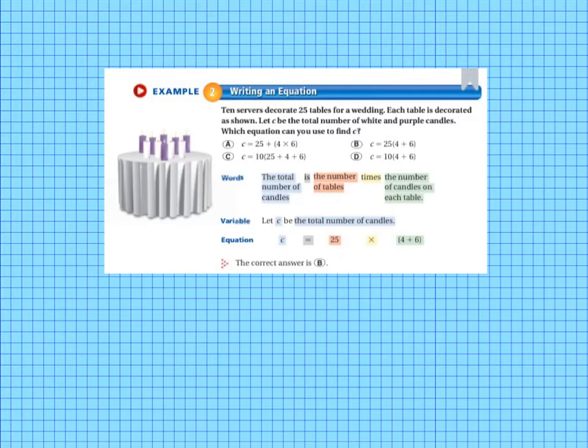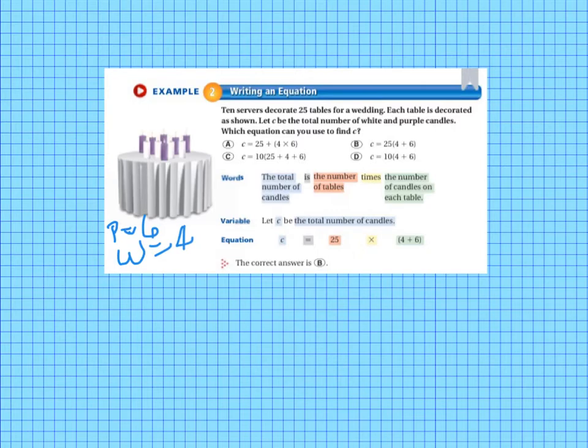So if we look at the picture, we can see that there are purple candles, and there are 1, 2, 3, 4, 5, 6 of those. 6 purple. And there are 1, 2, 3, 4 white candles, I believe. That would be my guess, yep. So that's where they're getting these numbers in the equations. 4 is the white candles, and 6 are the purple candles. So we're looking for an equation to find C. C is the total number of white and purple candles.